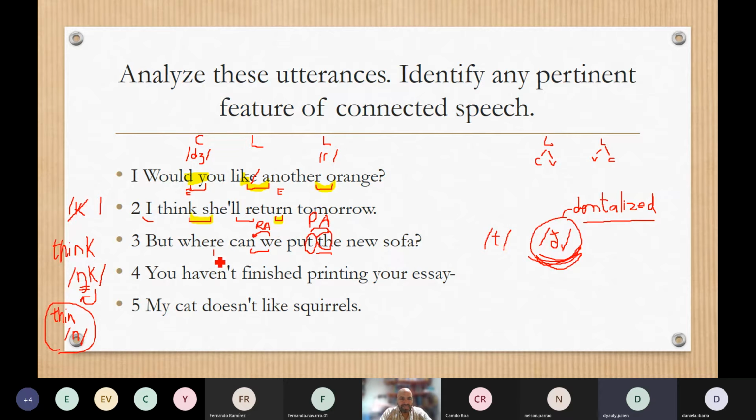Is there any linking here, in the second and the third word, "where can"? Anything there? Elision, linking, assimilation? "Where can, where can." Or nothing at all?